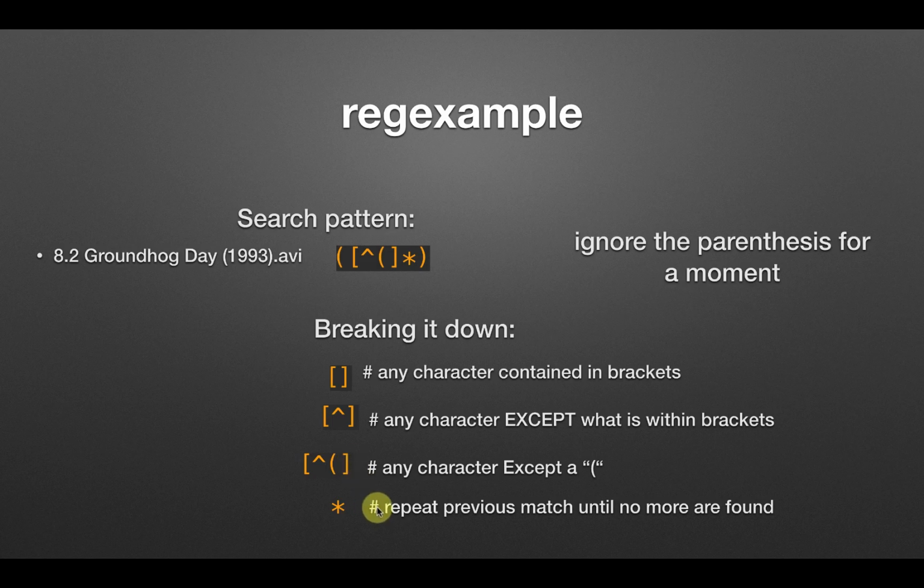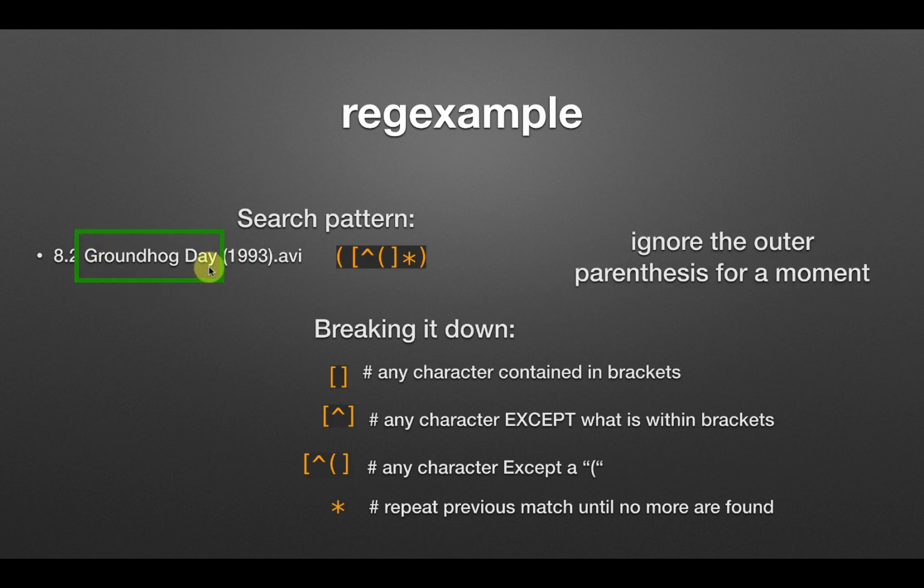And so if you've got a movie name with a parenthesis in it, it's going to break this. So that's the one thing you need to be careful about when you make these patterns, is looking for exceptions. And then we don't know how many letters there are going to be in the name of the movie. And so what we do is say repeat the previous match until no more are found. So it's going to look for anything but an opening parenthesis until it gets to something that doesn't fit that pattern, which is the opening parenthesis. And so it would match this part. Technically, it would also match this 8.2, and I'll show you that now.